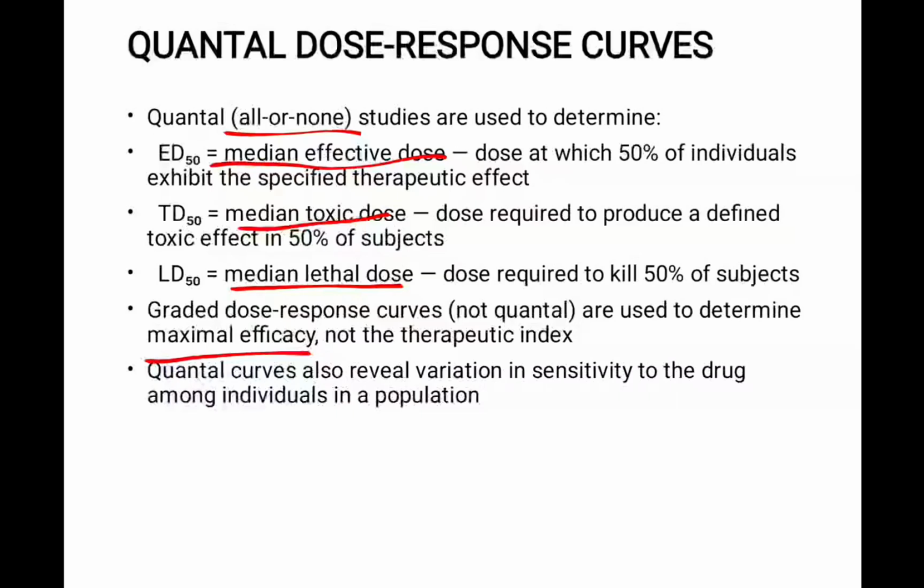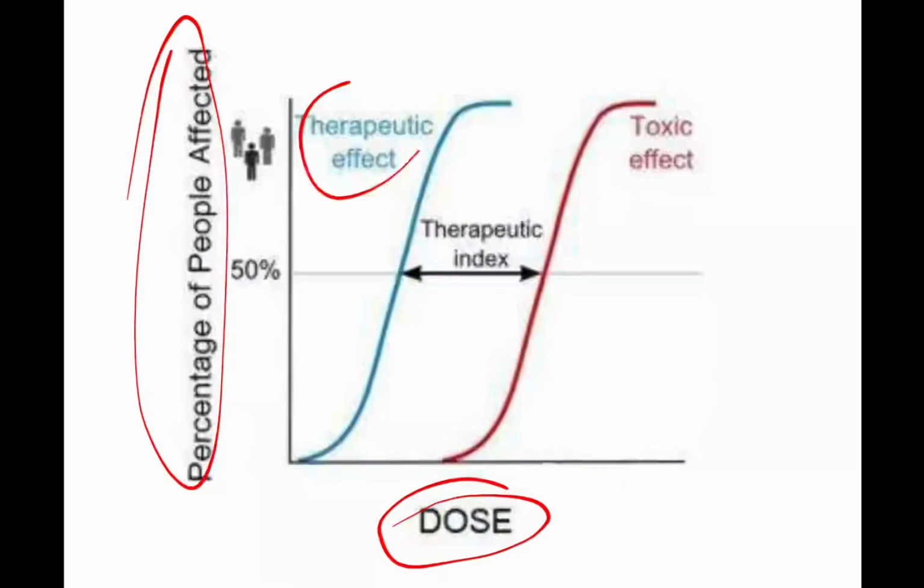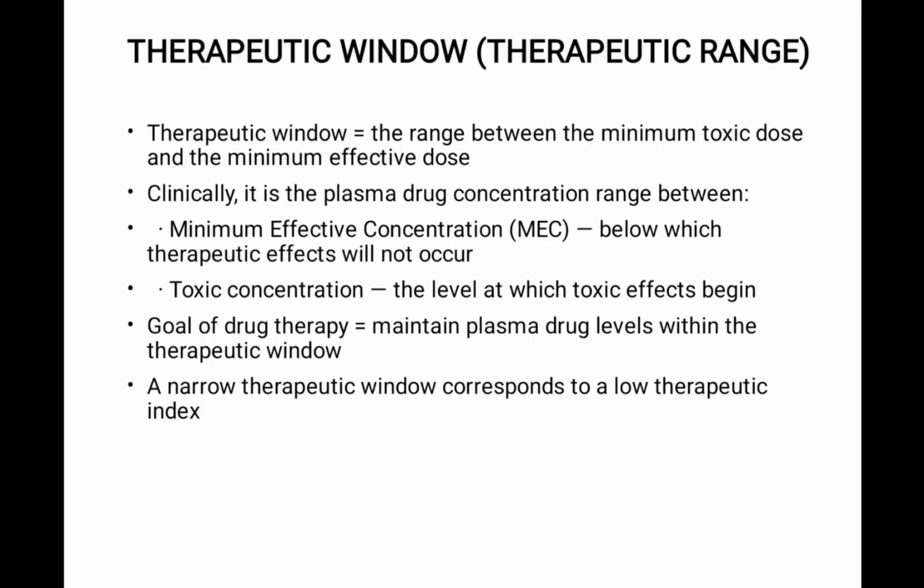And the quantitative curves reveal the variation in sensitivity to the drug among individuals in a population. So you have this curve here, where you have your dose and you have the percentage of people affected. So this is your therapeutic effect. If you have 50% of the population with a therapeutic effect, and 50% of the population with a toxic effect, the gap between the therapeutic effect and the toxic effect gives us the therapeutic index.